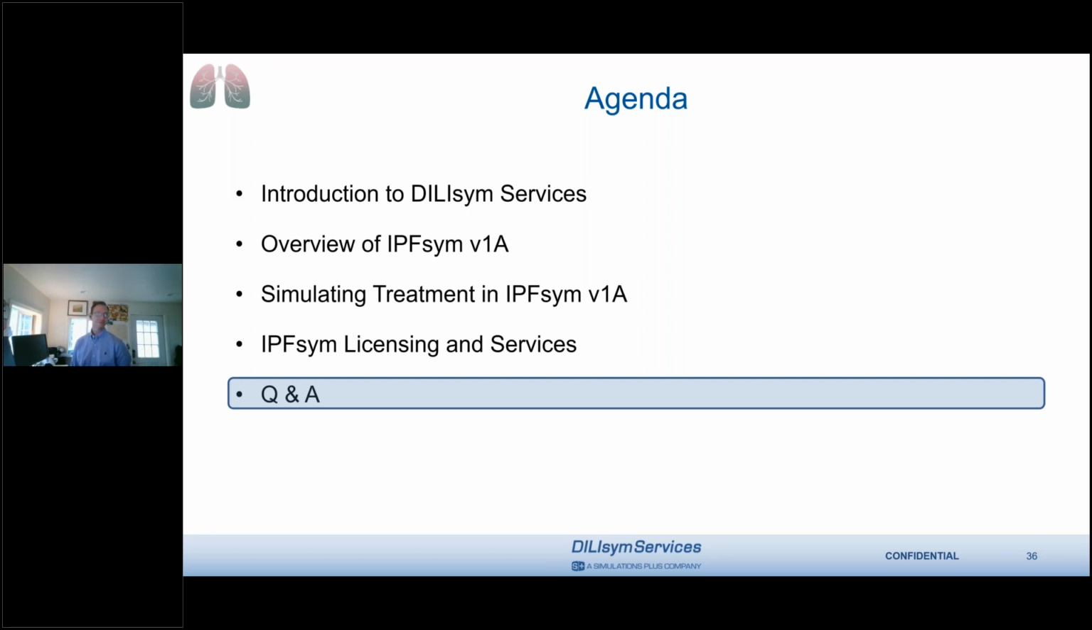I have a few questions just to reiterate what you said, Scott. Can the IPF Sim equations be viewed by users, and can they be modified? Why, yes, they can. Apparently, I spoke a little too soon.